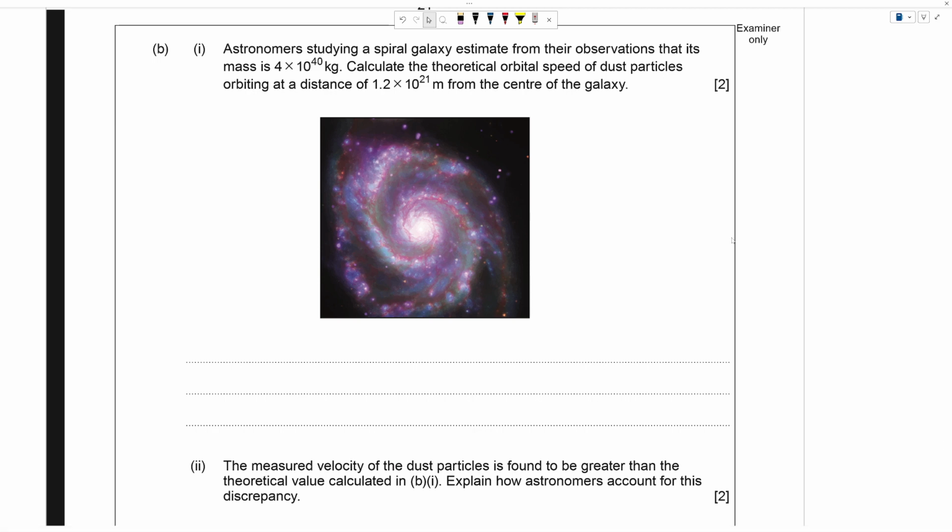Okay, part B. Astronomers studying a spiral galaxy estimate from their observations that its mass is this. Calculate the theoretical orbital speed of dust particles orbiting at this distance from the center of the galaxy. Theoretical orbital speed. So what we do to calculate that, if we think about Newton's second law, F equals ma, and the equation for centripetal acceleration, which the version we want in this occasion is v squared over r. If we combine those, that tells us that centripetal force must be equal to mv squared over r.